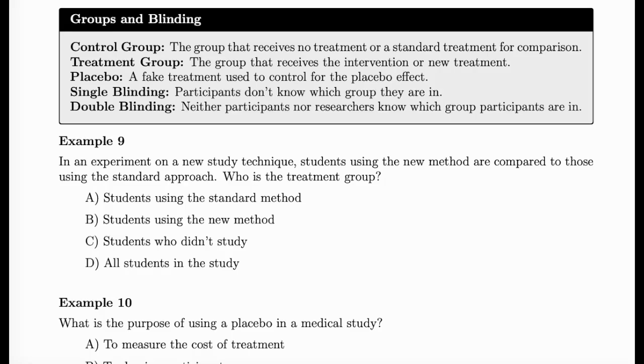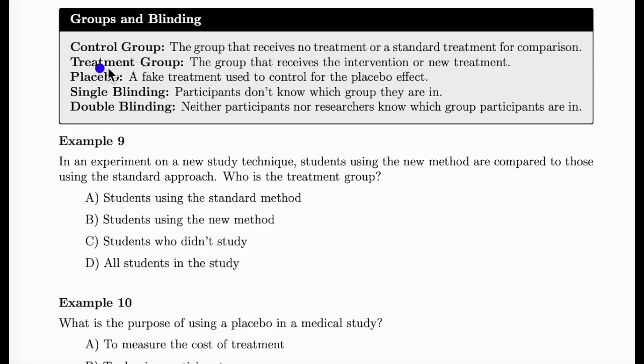Now let's look at the last topic in this lesson. We're looking at groups and blinding, and this is another way that we can help prevent bias. So in experiments, we divide people into groups and we try to prevent the bias by controlling who knows what. So let's talk about the groups first.